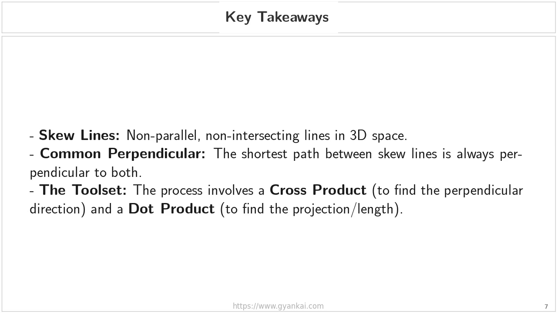Third, let's look at our mathematical toolset. To solve these problems, you need to master two specific operations. We use the cross product of the two direction vectors to find that common perpendicular direction, and then we use the dot product to project the vector connecting our 2 points onto that perpendicular direction to find the actual length.